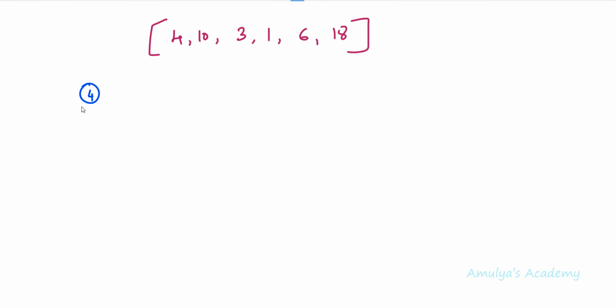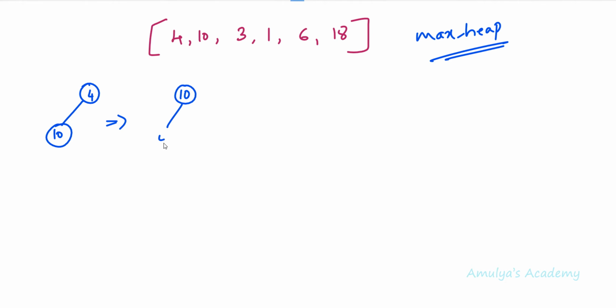Here we need to add it to the first open spot. I need to add it here. Now I need to check whether it is following the heap property. Here I want to construct a max heap. In a max heap, the key of the parent node will be greater than the key of the child node. Here we can see this is the child node and this is the parent node. The child node's key is greater than the parent node's, so I need to swap them. So 10 comes here and 4 goes here.